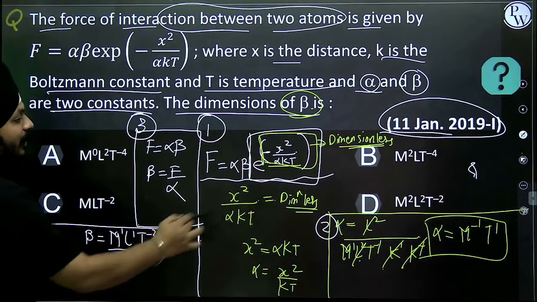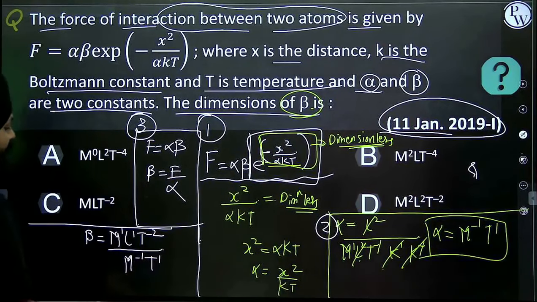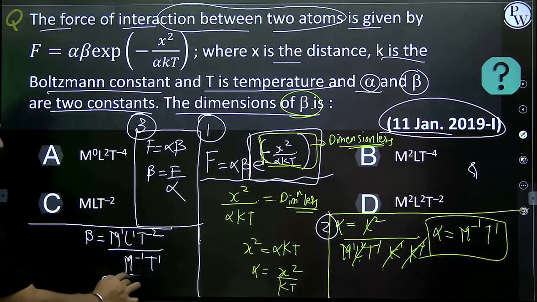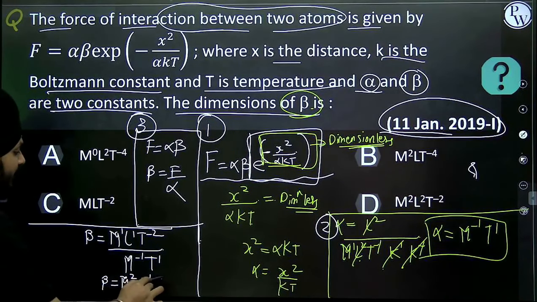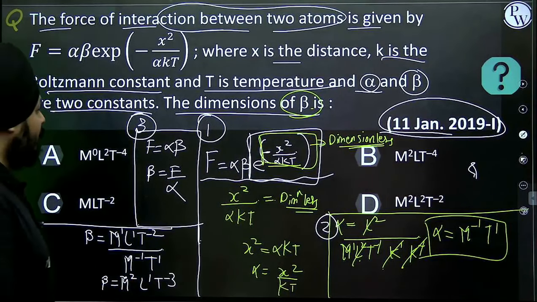What are the dimensions of alpha we got? Right, m minus 1 and T of 1, right? So dimensions of beta will be equivalent to m of 2 L of 1 T of minus 3, right?